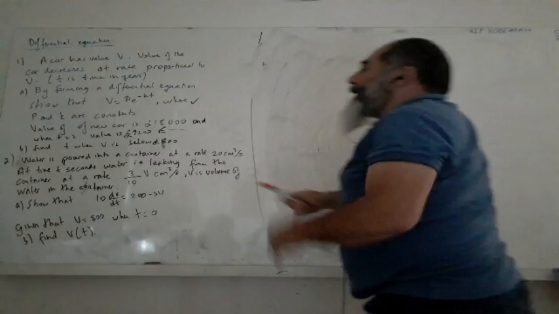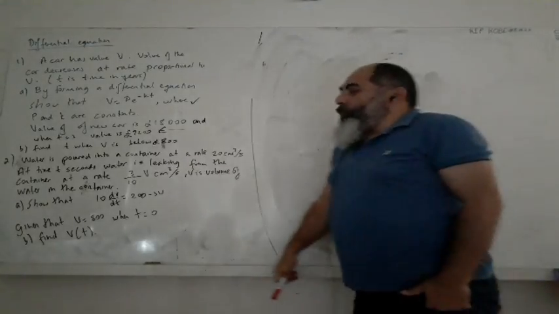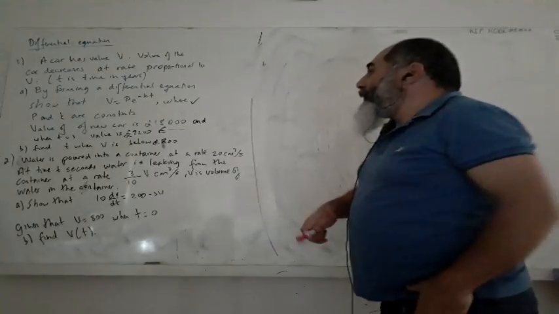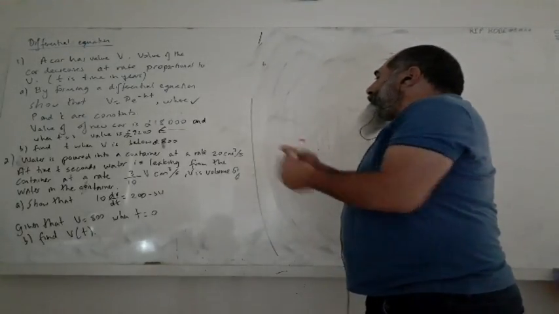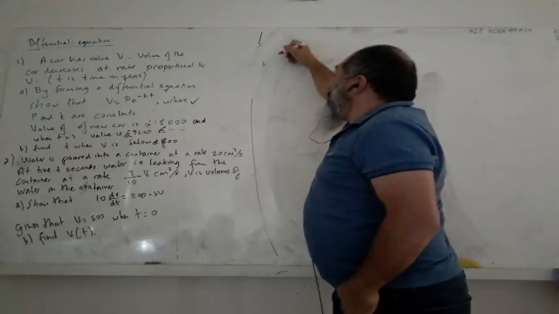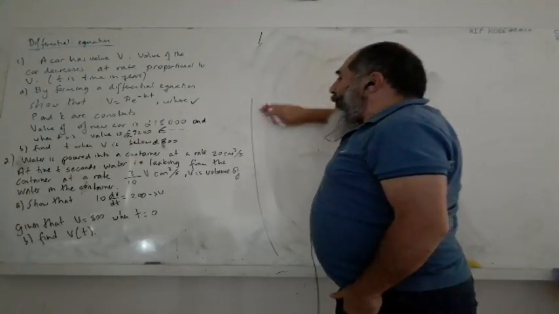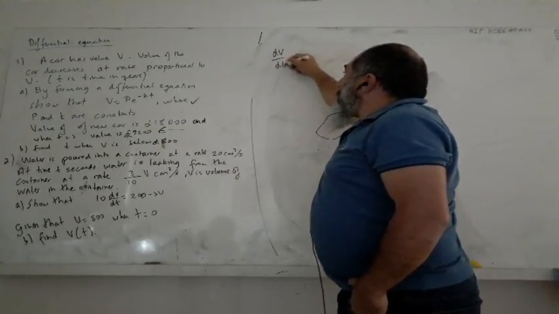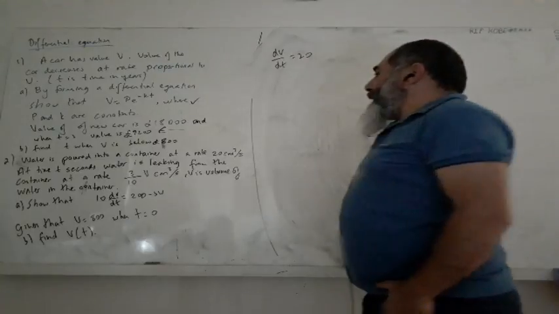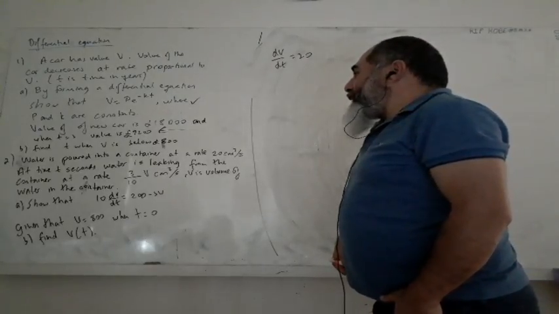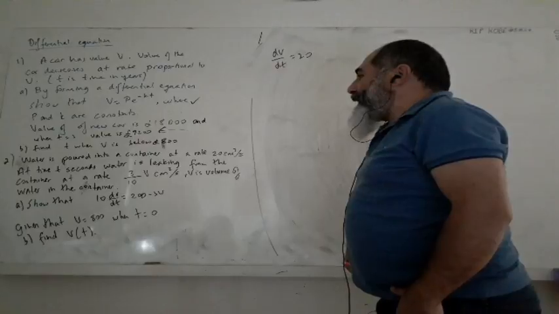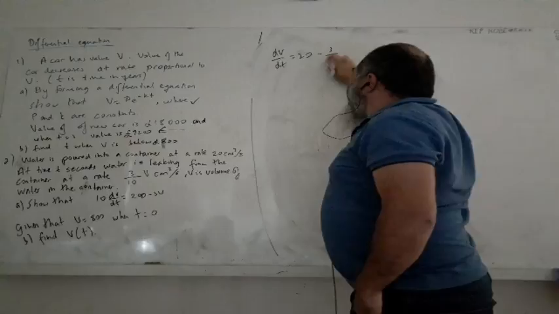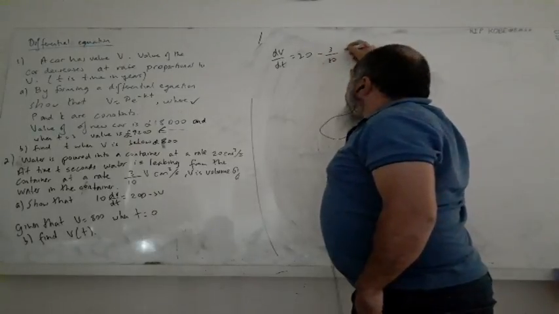Water is poured into a container at a rate of 20 centimeter cube per second. So the volume or capacity of the container is increasing by 20. At time 2 seconds, the water is leaking from the container at a rate of, we have to have a negative thing here because it is leaking out, 3 over 10 V.